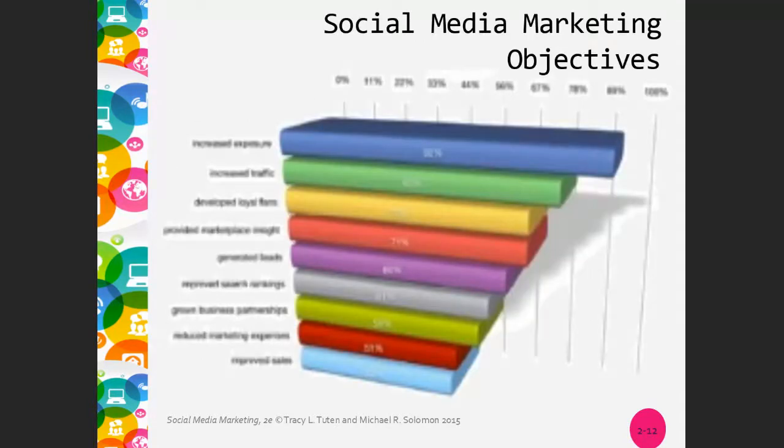This is a chart from the book that somehow got all fuzzed up. But you can look at it in the book, and I can tell you the top one on this chart is to increase exposure. That's a top objective that people use. The top three are increase exposure, increase traffic, and develop loyal fans. So one of the common objectives you'll see in social media marketing plans is we want to increase exposure, which ties back to the Dollar Shave Club early ads.